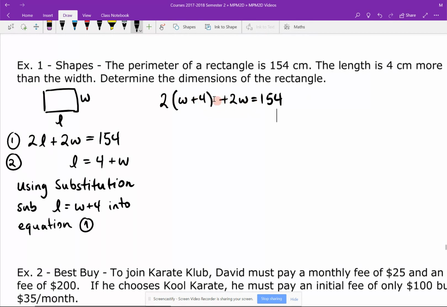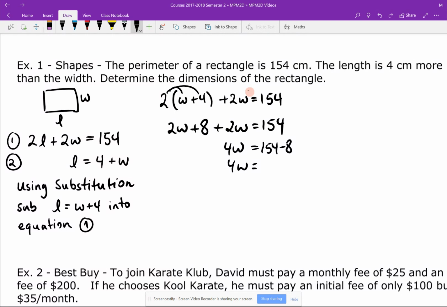We can solve for W, we just have to solve a linear equation. So again, just follow your steps for solving linear equations. So 2 times W and 2 times 4, I need to do that. So 2W plus 2 times 4 is 8, plus 2W equals 154. Okay, collect like terms. So 2W plus 2W is 4W. If I subtract 8 from both sides, I'll have 154 minus 8, and no more 8 on the left. And so 4W is going to equal 146.